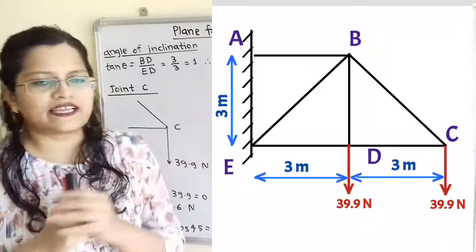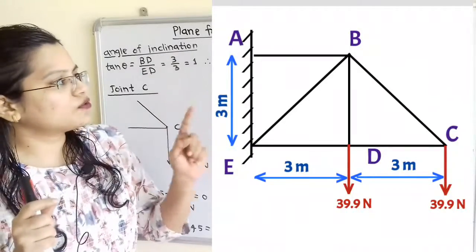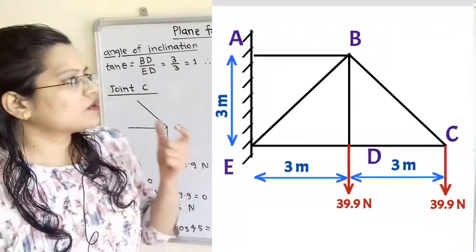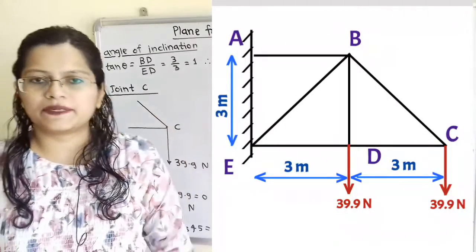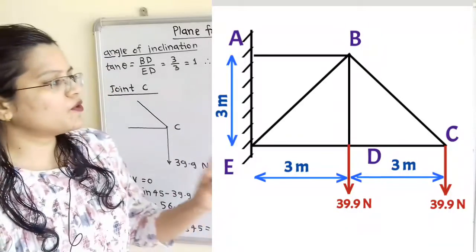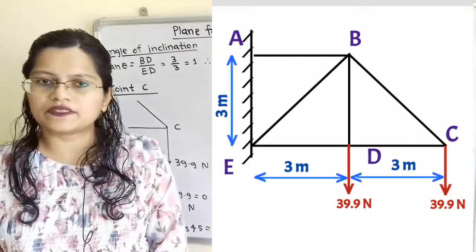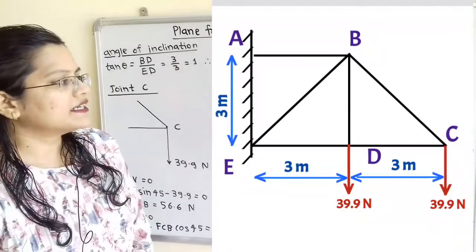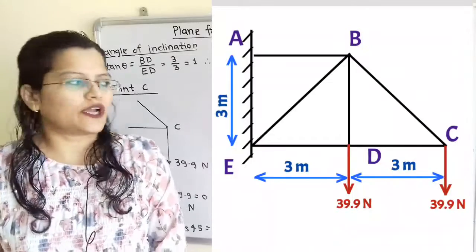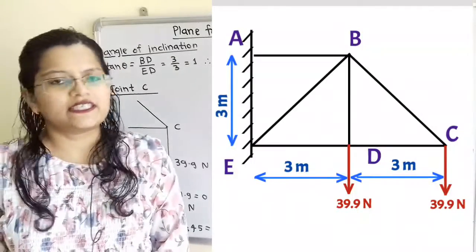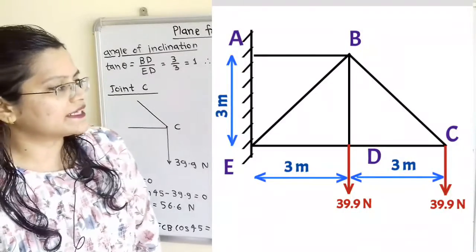Now we will move to the next joint, joint B. At B there are 1, 2, 3 and 4 members. So these members are AB, BE, BD and BC. Now we will move to the joint D. At joint D there are 3 members connected, ED, DC and DB. Now we will move to the next joint, joint C. Joint C is connected with 2 members BC and DC.